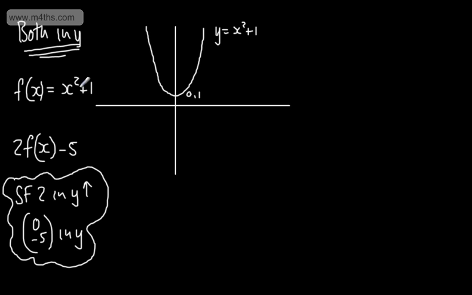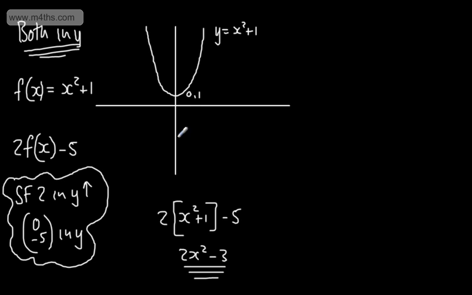Now, we're doing two lots of the f of x, minus 5. If I just sub this in, and you can do it purely graphically, let's do it by subbing this in. So what we're going to have then is two lots of x squared plus 1, and then minus 5. So that's going to give me 2x squared plus 2 minus the 5, which is minus 3.